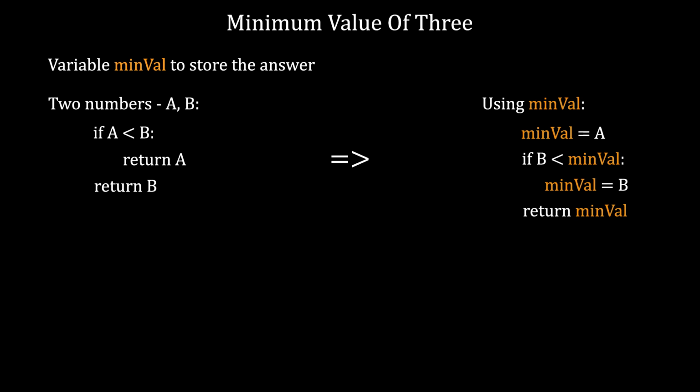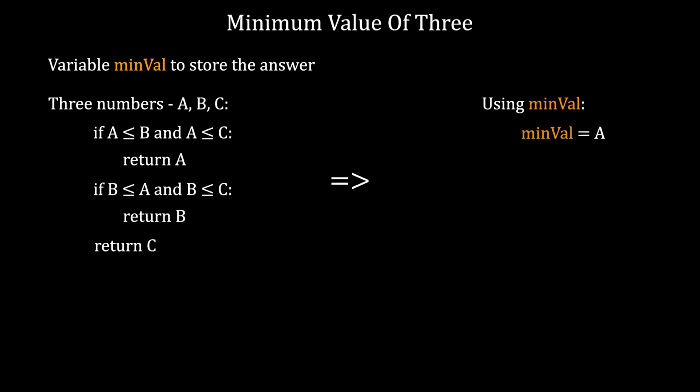As simple as that. Now for 3 numbers, we again start by supposing that a is our solution, so we initialize minval with a. Then we check if b is actually smaller than a, so if b is less than minval, I could have also written if b is less than a, it is the exact same thing, and if the condition is satisfied, I will assign the value b to minval, because between the first 2 numbers, b is the smallest value. At this point, in minval, I store the minimum between a and b.